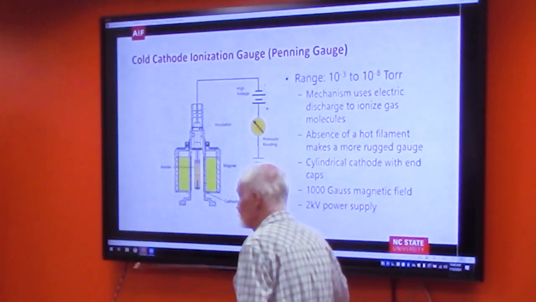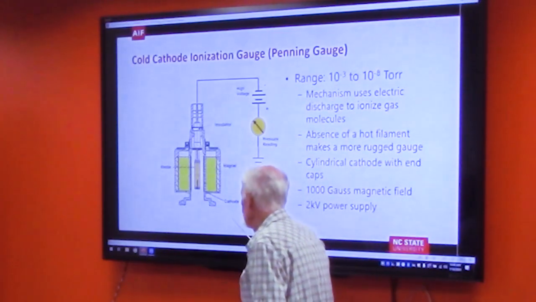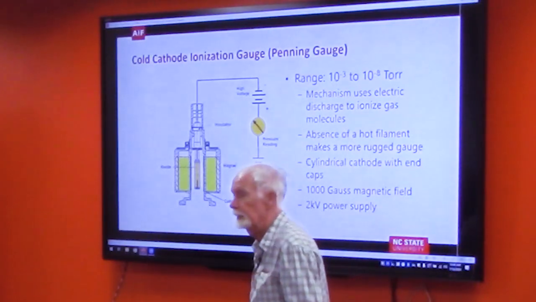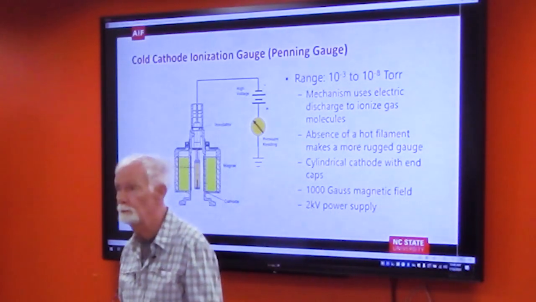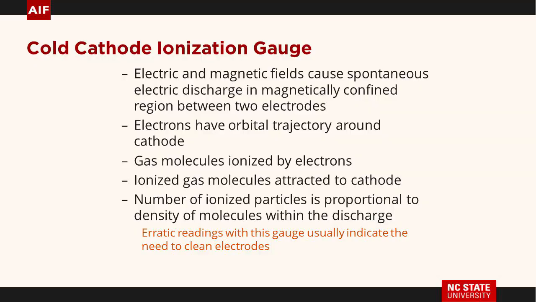You've got a magnet in here, so you get cylindrical paths for those electrons. And the gas is ionized and then attracted to the cathode. The cathode then has more current if there are more gas molecules, less current if there are fewer. I think there's a video for this too.